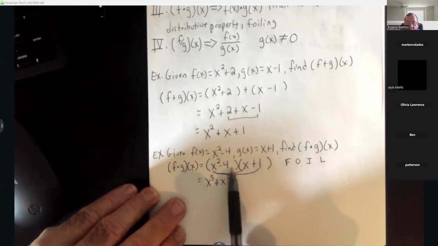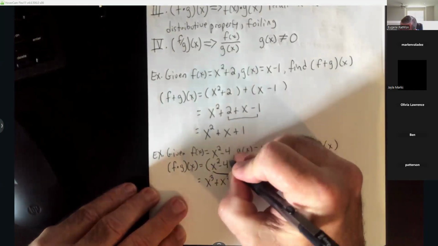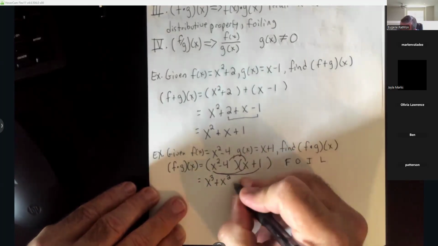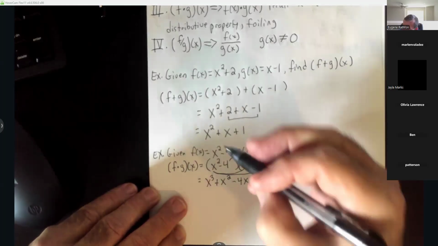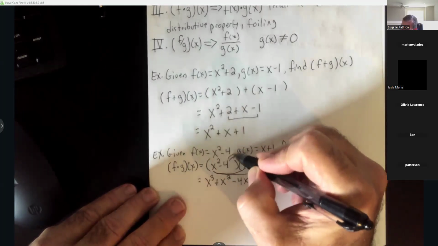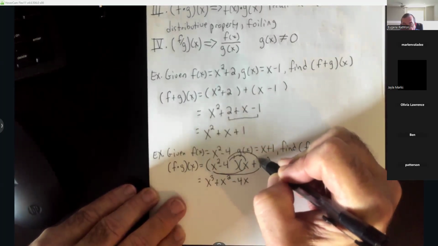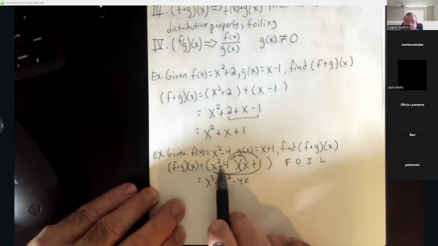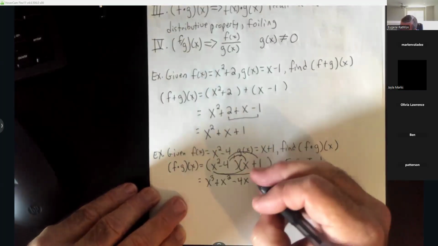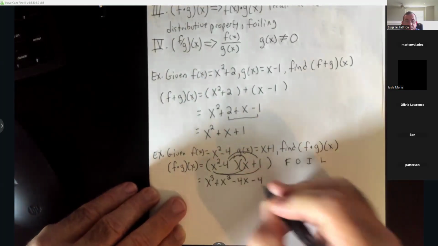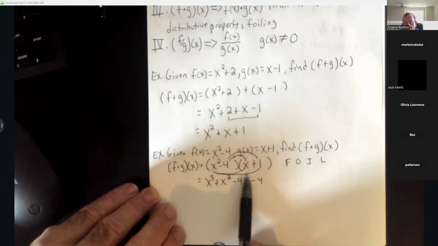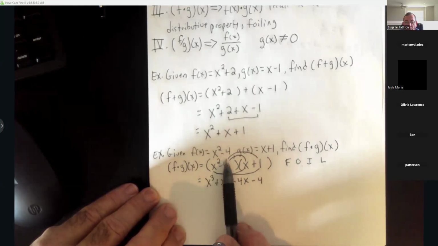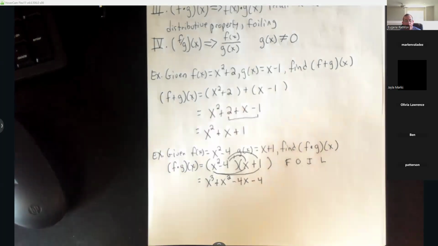Now the I is the innermost. So the I is the negative 4 times x, which is the negative 4x. And then the L is the last one from the first parenthesis times the last one from the second parenthesis. So that's negative 4 times 1, which is negative 4. So basically, you distribute the x squared and then you distribute the negative 4.